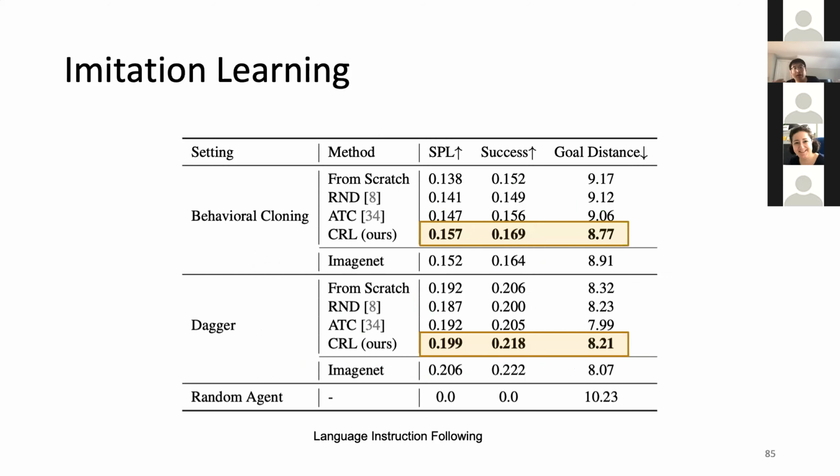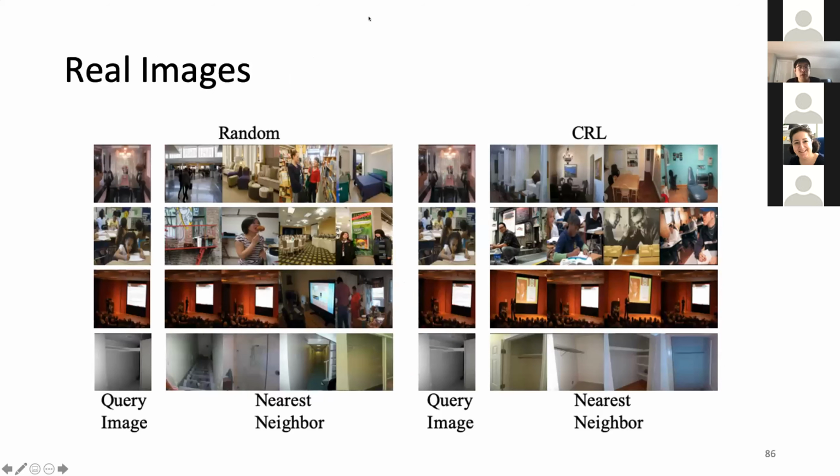We also evaluate imitation learning using a vision-language instruction benchmark. Again, our model achieved the best results compared with other self-supervised representation learning methods, and also obtained comparable results to using ImageNet pre-trained weights. Here are some visualizations of the model. We are trying to investigate whether our model can learn embodied representations, even only from simulation, that can also be transferred to realistic images. Here we visualize the representation from this curious representation by finding their nearest neighbors.